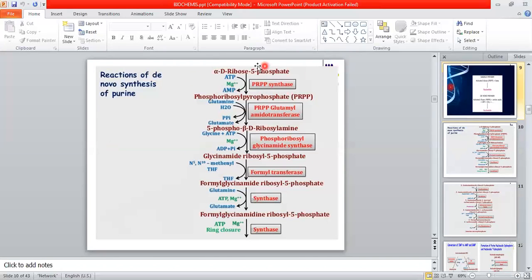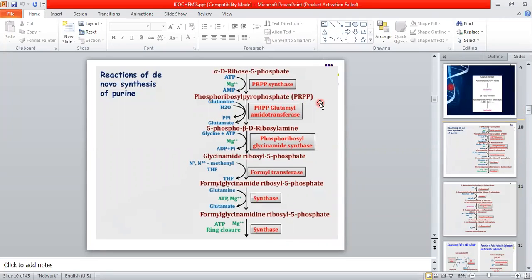Firstly you have to learn this one, ribose 5 phosphate. This one is the de novo synthesis of purine. Here you have to learn the first compound will be ribose 5 phosphate. I'm going to tell you only the trick, and the rest of the work depends on you. So first thing, ribose 5 phosphate. Then you have to learn like this, PRPP. And you should know the full form of PRPP also. That means phosphoribosyl pyrophosphate. So PRPP.